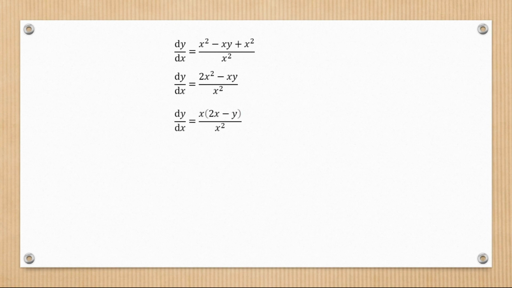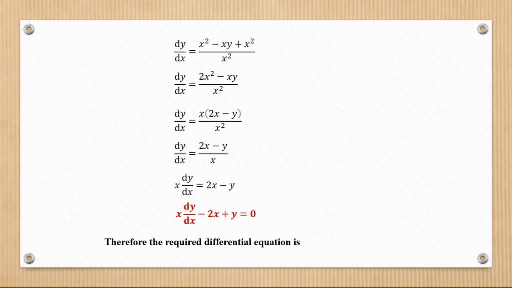Then you can actually see that I can factorize out the x in the numerator, and then I'll remain with that. Now you can see that it will reduce with the value at the denominator, and then I'll be left with 2x dy/dx being equal to x minus y over x. Alright, so next I can cross multiply, and I'll have x dy/dx being equal to 2x minus y. So bring everything to the left hand side, I'll have x dy/dx minus 2x plus y is equal to 0. So therefore the required differential equation is x dy/dx minus 2x plus y is equal to 0.